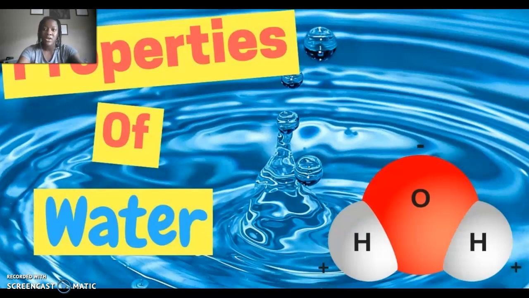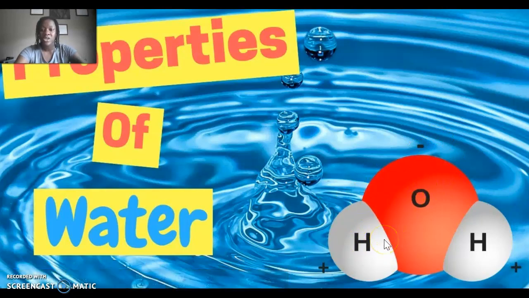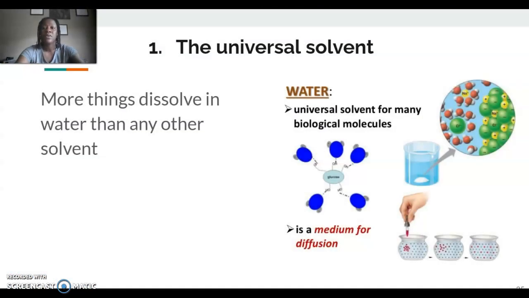Properties of water. We just talked a little bit about water being a polar molecule. Here is a little bit of what that means. Oxygen carries a negative charge, hydrogen carries a positive charge, and so water is said to be a polar molecule.